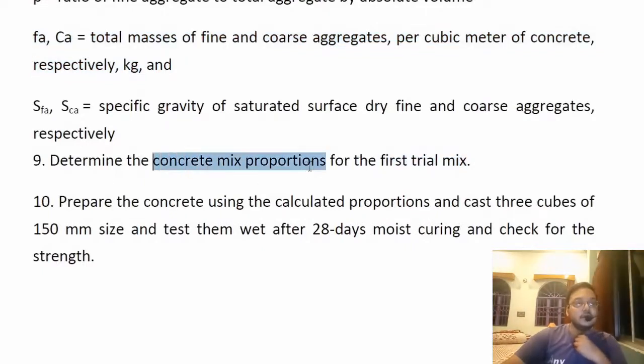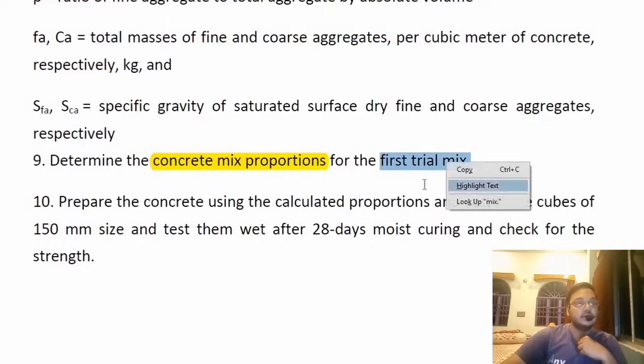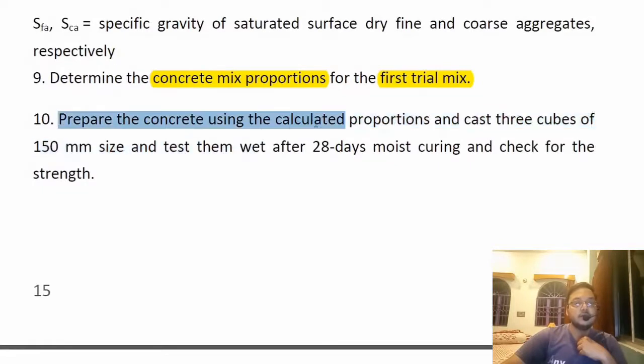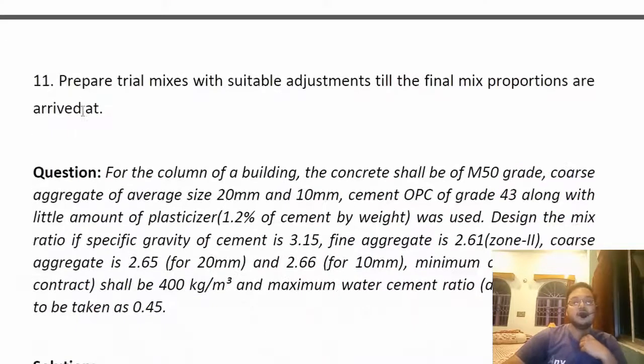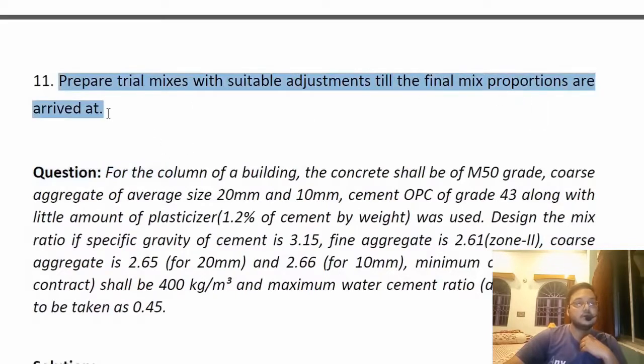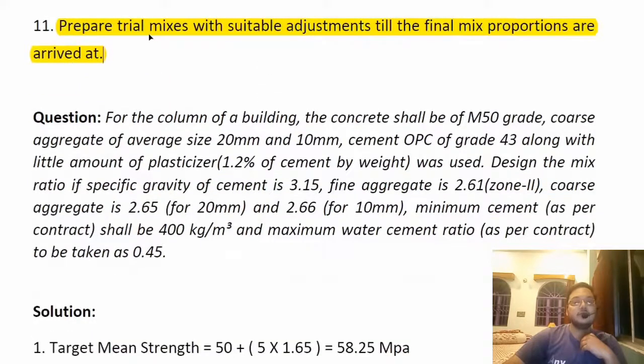Finally, we will determine the concrete mix proportion of the first trial mix. After that, we will prepare the concrete using the calculated proportion and cast 3 cubes of 150 mm size and test them. Wait 28 days of moist curing, and check for the strength. Prepare the trial mixes with suitable adjustment till the final mix proportions are arrived at.